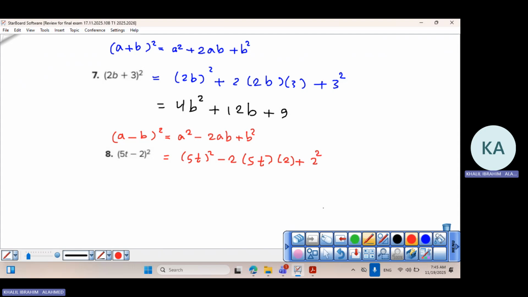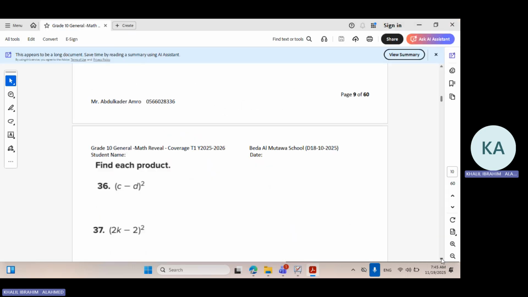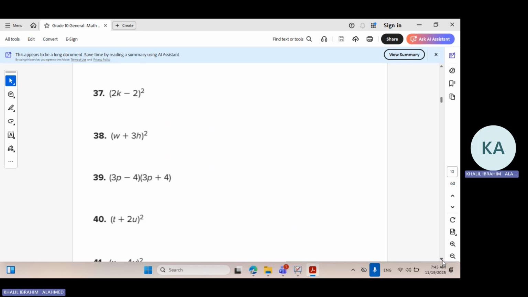This is the answer. Now, 5 to the power 2, 25t squared, negative 2 times 5, 10 times 2, negative 20, negative 20t, okay, plus 2 to the power 2, 4. This is the final answer. Be careful about this. Let's move now to the next question.